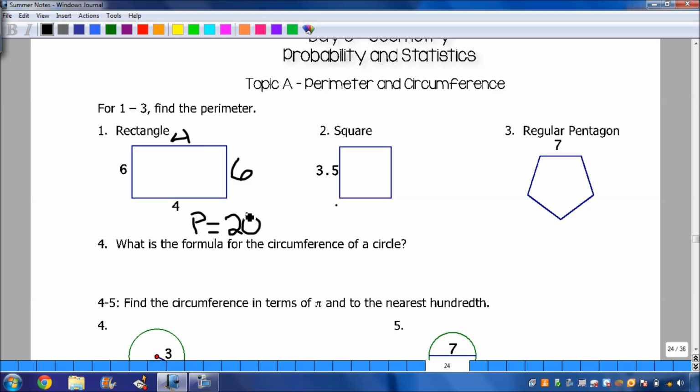Okay. To find the perimeter of a square, you know all the sides are equal, so each side is 3.5, so I can just multiply 3.5 by 4. In this example, the perimeter is going to be 14.